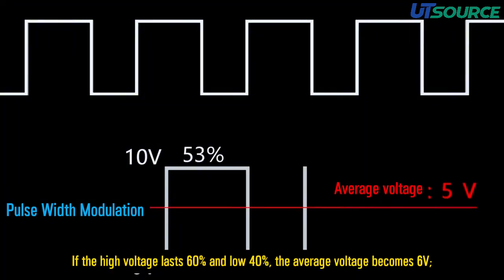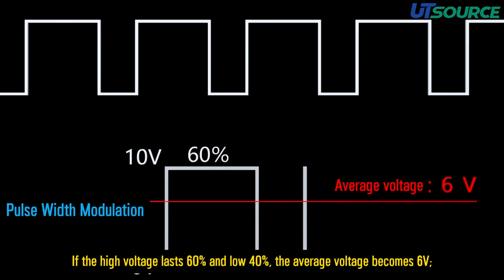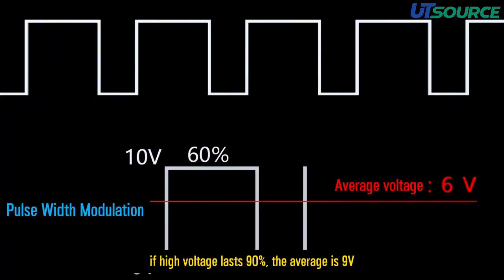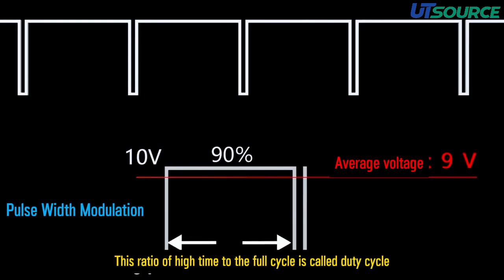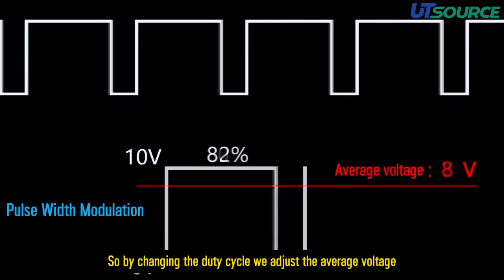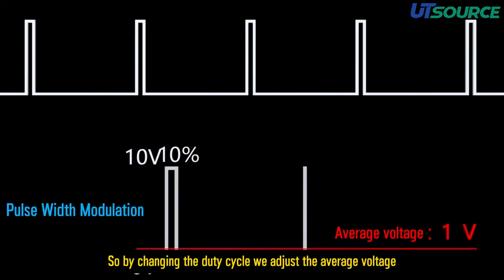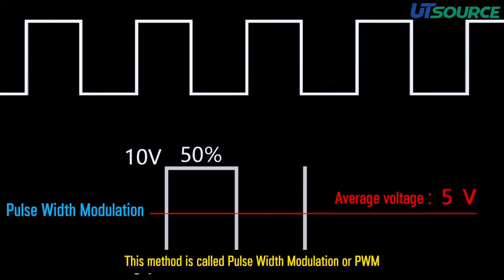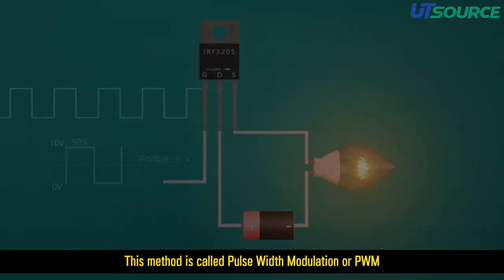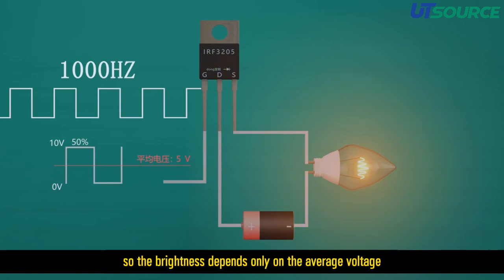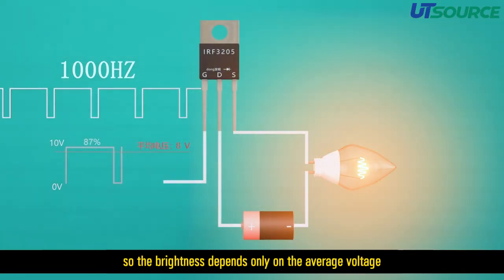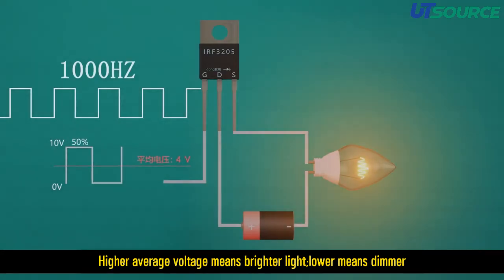If the high voltage lasts 60% and low 40%, the average voltage becomes 6 volts. If high voltage lasts 90%, the average is 9 volts. This ratio of high time to the full cycle is called duty cycle. So by changing the duty cycle, we adjust the average voltage. This method is called pulse width modulation, or PWM. In this dimming circuit, we input a 1000 Hz pulse signal. So the brightness depends only on the average voltage. Higher average voltage means brighter light, lower means dimmer.